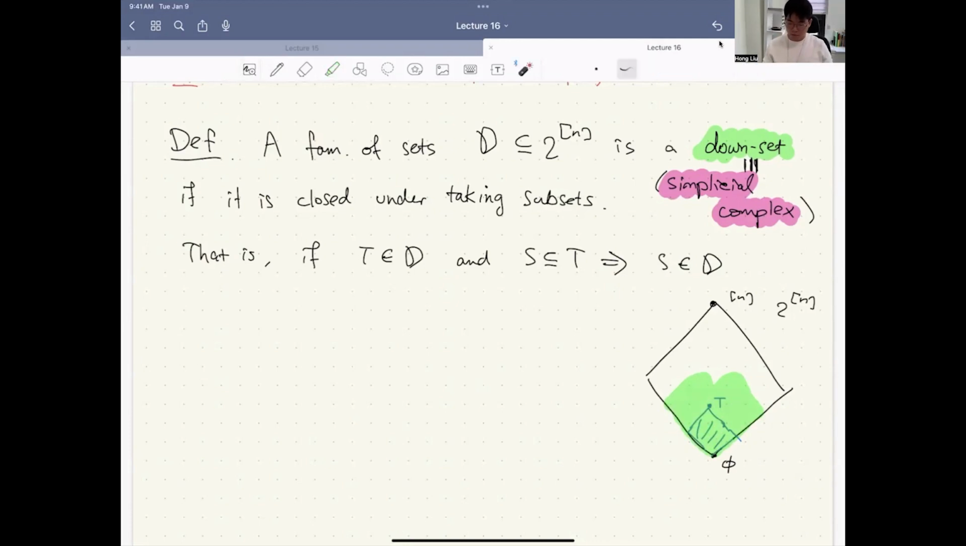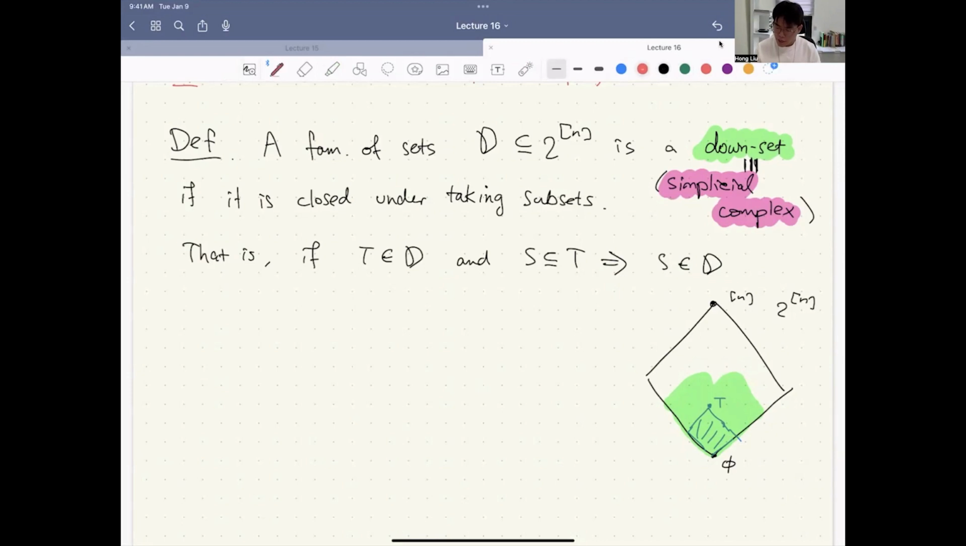Okay, so if something is in there, all its subsets are also in there. Something like this. Downward closed. Good.